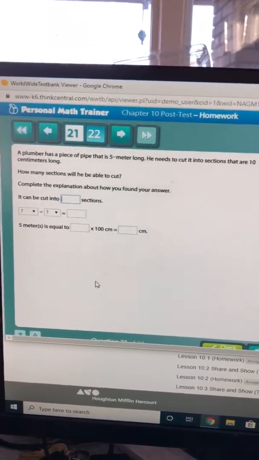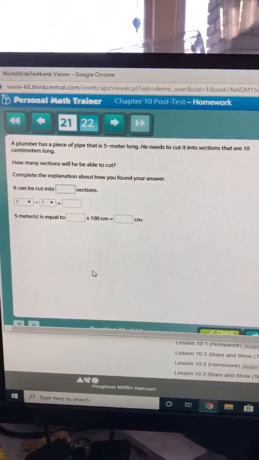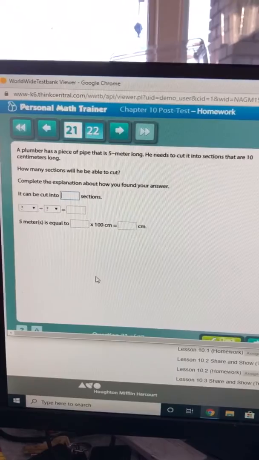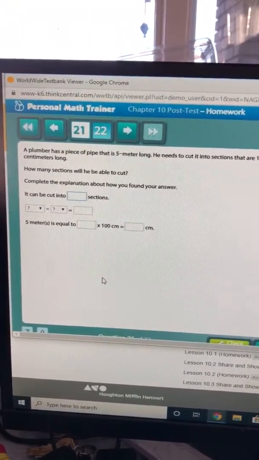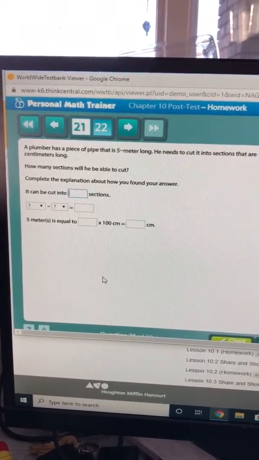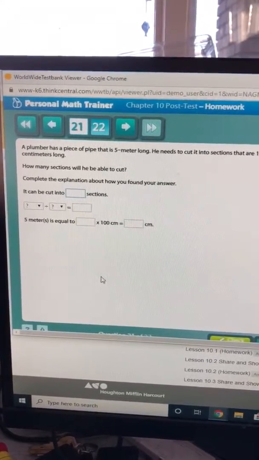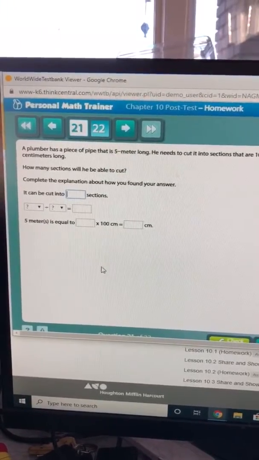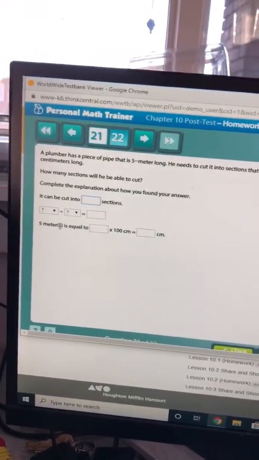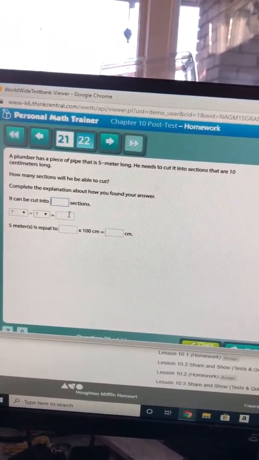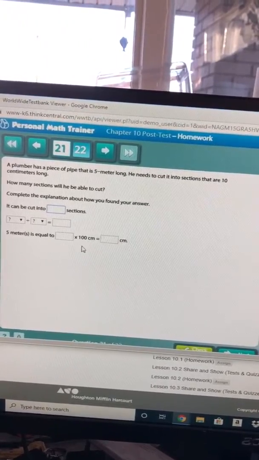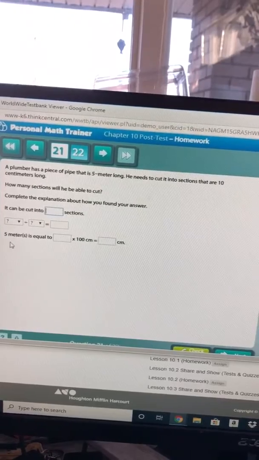A plumber has a piece of pipe that is 5 meters long. He needs to cut it into sections that are 10 centimeters long. How many sections will he be able to cut? If you can't think of it as a simple math problem, then draw it out and use that strategy to figure out the answer. You're going to want to figure out how many sections are cut, and something divided by something equals something. 5 meters is equal to blank times 100 centimeter. Remember that there are 100 centimeters in a meter.